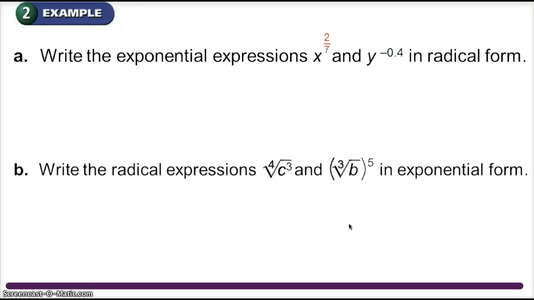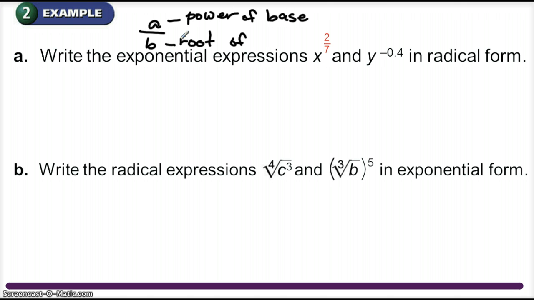All right, so A, write the exponential expressions x to the 2/7 and y to the -0.4 in radical form. All right, well, easy peasy, because we've already talked about that, and we said that the numerator is always going to be the power of the base. Sorry about the handwriting, I know it's atrocious. The denominator is always the root of the base. Okay, so in this case, we have x to the 2/7. So this is the power, this is the root. So this would be the 7th root of x squared. And that's it, you're done, right?